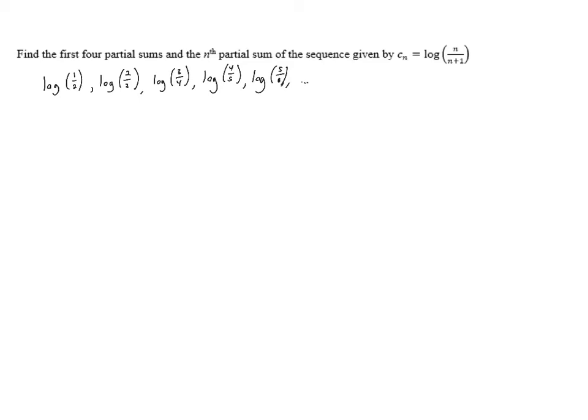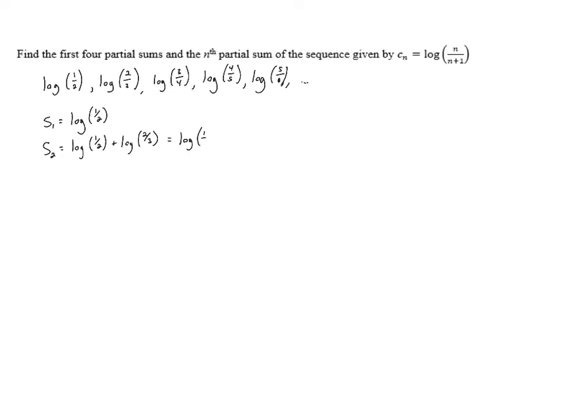So now we want to look at the partial sums. For the first partial sum, we know this is equal to just the first term, log of 1/2. For the second partial sum, we need to add the first two terms, so log of 1/2 plus log of 2/3. But we have a law of logarithms that says if we have the sum of two logarithms, we can combine them into one logarithm by putting the product of the two arguments of the logarithm inside.